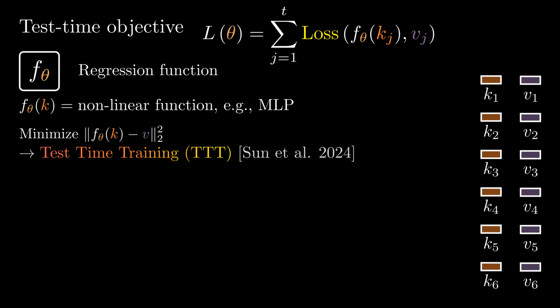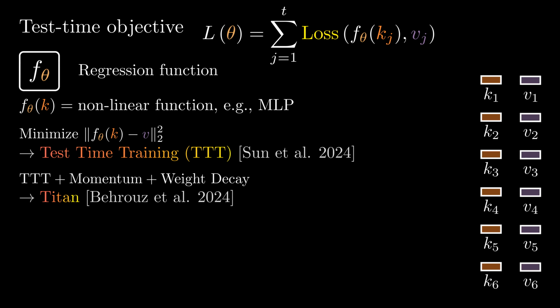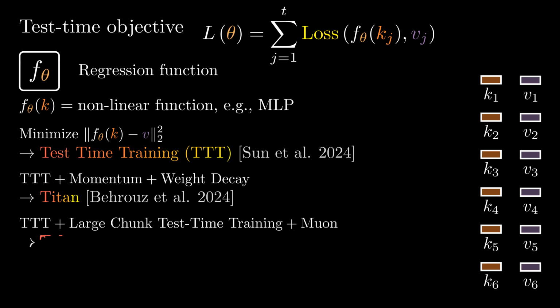To further improve the performance, we can include momentum and weight decay for optimizing the regression as the neural memory module. This gives us the method of Titans. However, test-time training models face challenges when dealing with long context data, primarily because small online mini-batch sizes limit the effectiveness of fast weight updates. This limitation can be alleviated with large-chunk test-time training, where fast weights are updated using much larger chunks of data. This approach greatly enhances the long-context modeling capability.